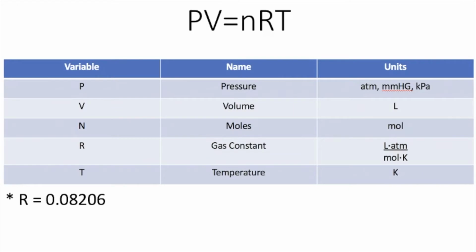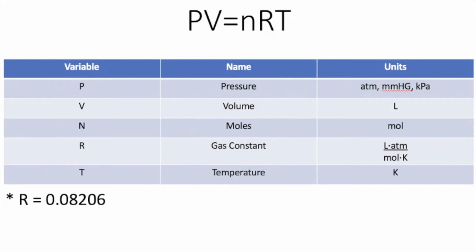P refers to pressure, with units in atm, millimeters of mercury, and kPa. V refers to volume with units of liters. n, which should be a lowercase n, refers to moles. R is the gas constant, and T refers to temperature in Kelvin. And I've made a little note here that R, because it's a gas constant, is 0.08206, so anytime you see R, you're always going to be using this number.